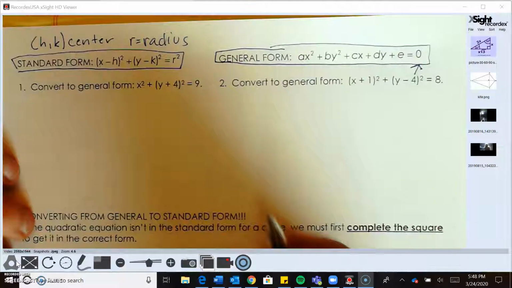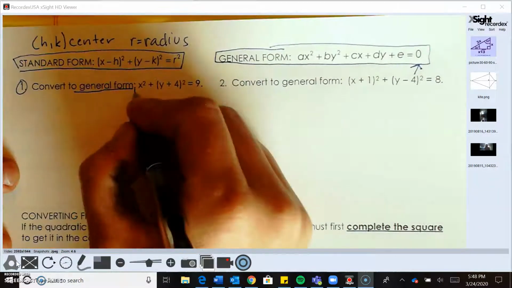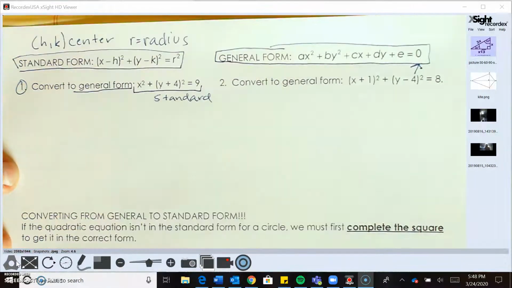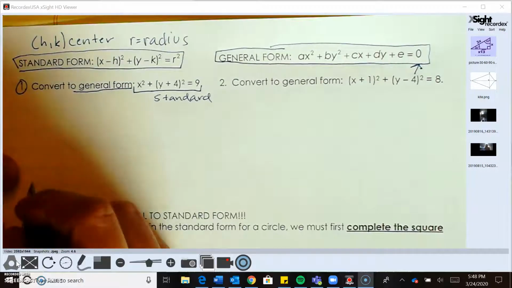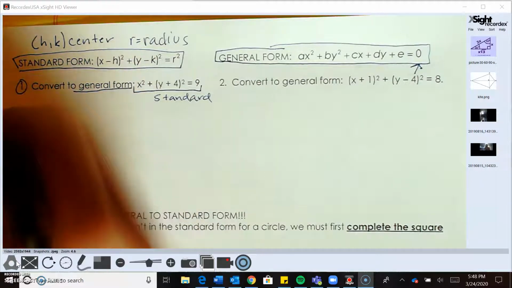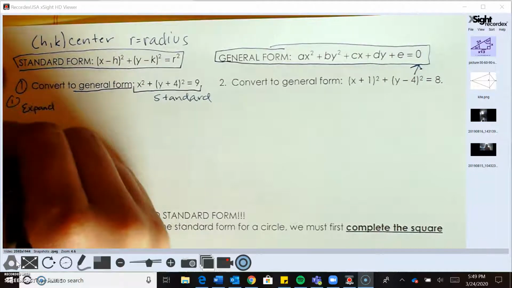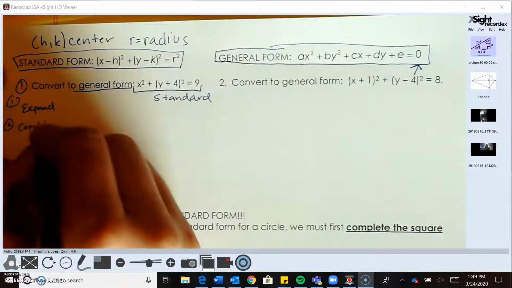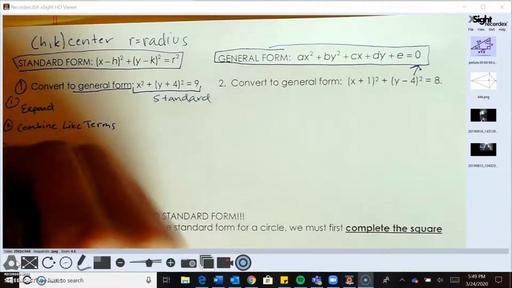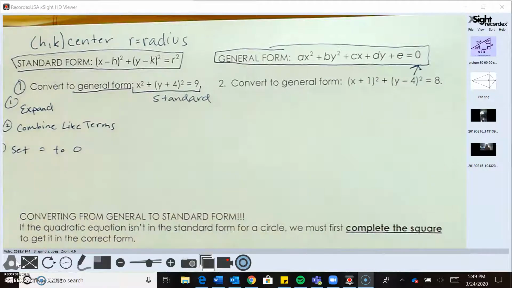So let's talk about that. Number one tells me to convert to general form. If you notice, I am in standard form here. To convert it to general form, I'm going to have to expand everything out. Step 1, expand. Step 2, combine like terms. Step 3, set equal to 0. Okay, three steps to take.